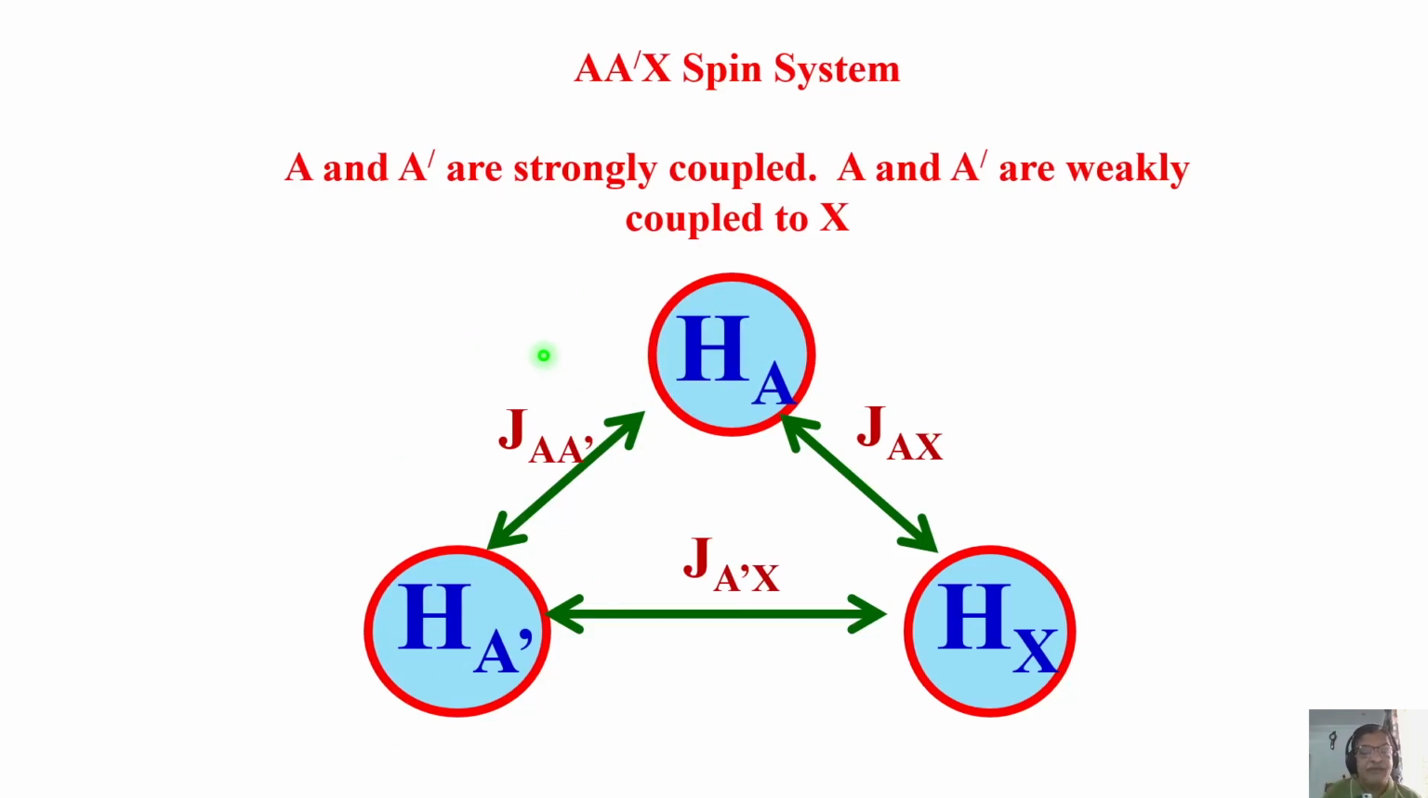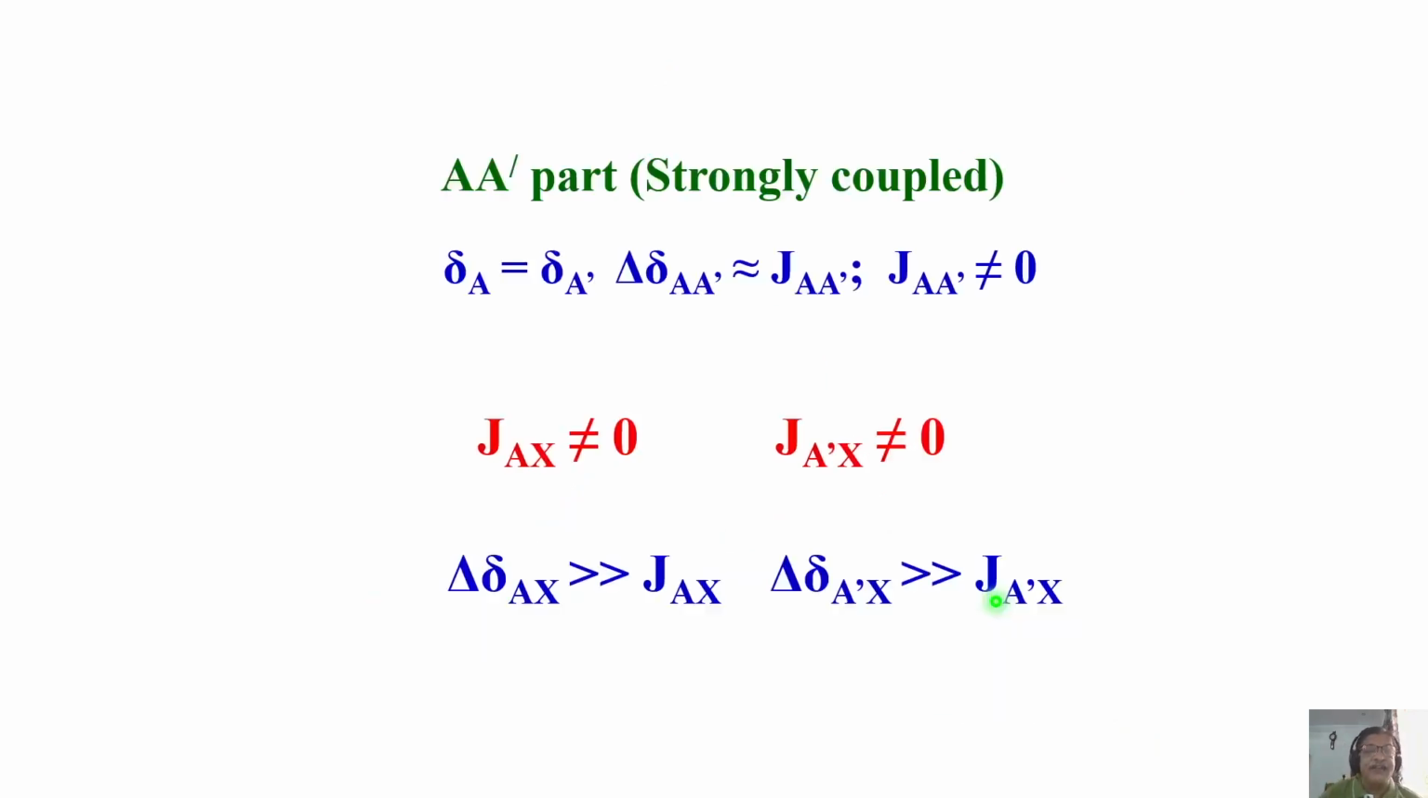This is what I said about the prime notation while using Pople notation. This is an AA prime spin system. Similarly, this is A prime X and JAX, this one. So AA prime are strongly coupled. Together, they are weakly coupled with the X spin. And such spectra are very easy to analyze. It is an AA prime part. Delta A is equal to A prime. The difference, delta AA prime, is close to JAA prime. As a consequence, they are strongly coupled, and it is non-zero. Of course, the coupling must be non-zero.